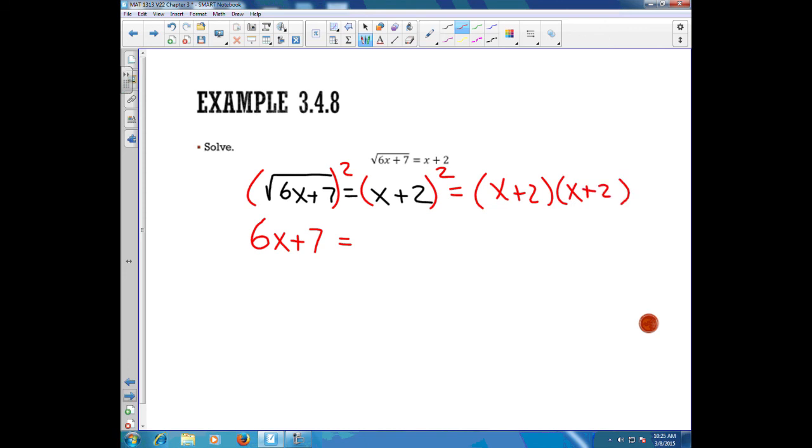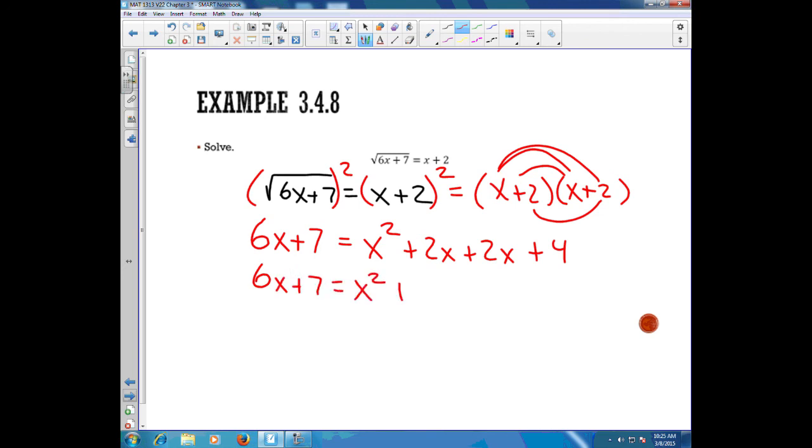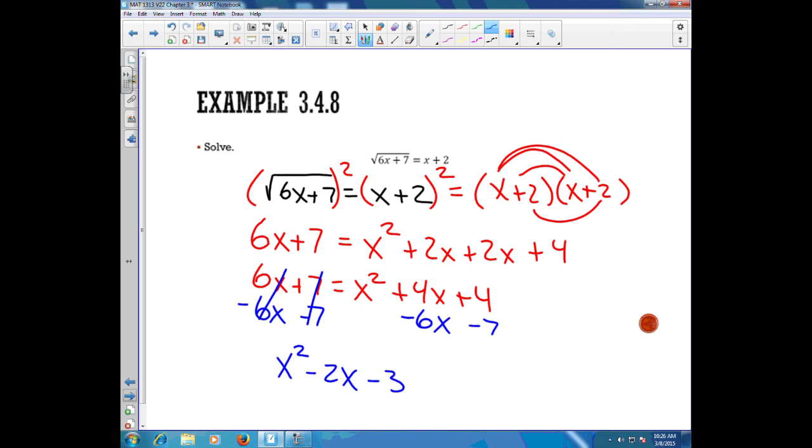We have to FOIL this. X times x is x squared plus 2x plus 2x plus 4. And so that gives us 6x plus 7 equals x squared plus 4x plus 4. And now to solve this problem, this is a quadratic function. To solve it, we want to move everything to one side of the equation. We want something equal to 0. So subtract 6x from both sides. Subtract 7 from both sides. And what we get just rearranging the equation is x squared minus 2x minus 3 is equal to 0.